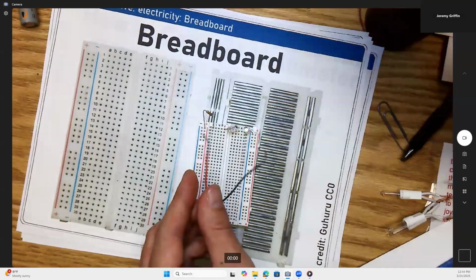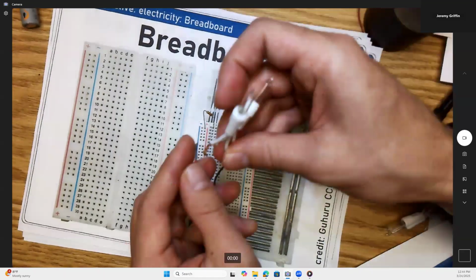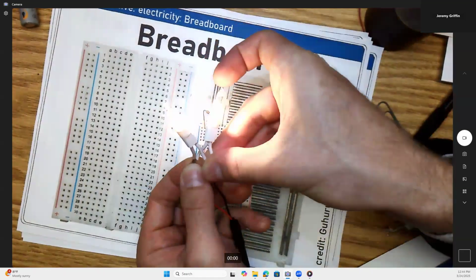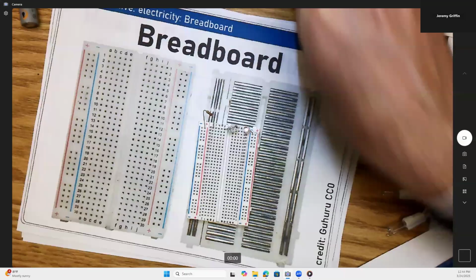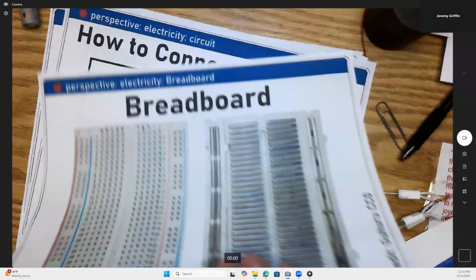Okay. Let's try my Christmas lights right here. Ooh, look at that, the Christmas lights light up. You guys see that? All right. So breadboards. You guys will see those later this week.